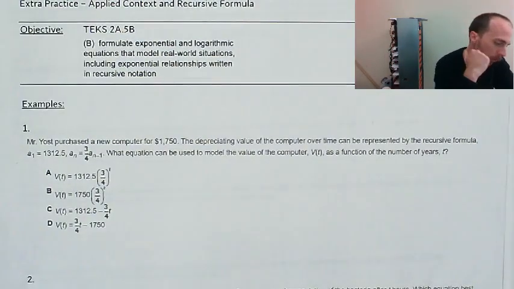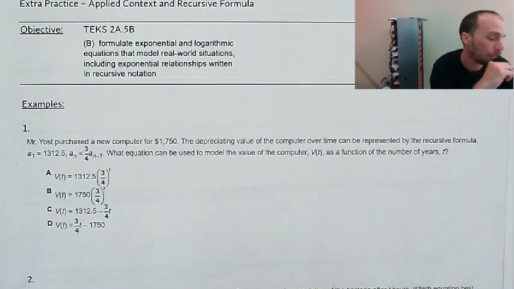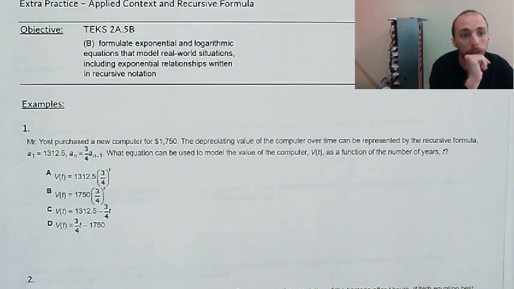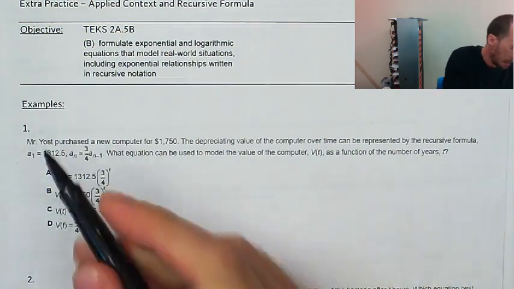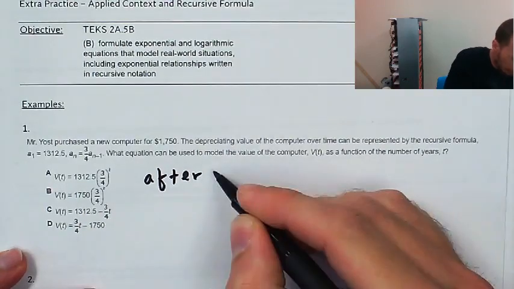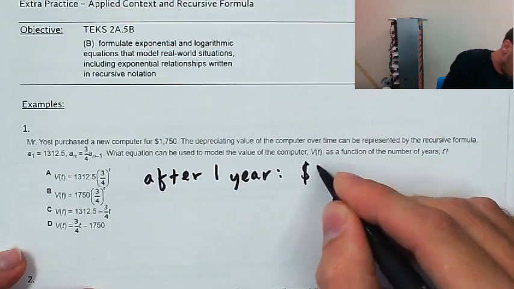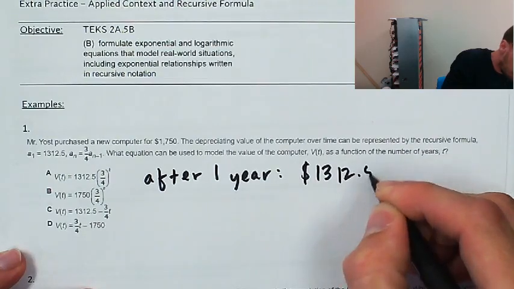Okay, so the first one is Mr. Yost purchasing a new computer for $1,750. The depreciating value of the computer over time can be represented by the recursive formula A1 is 1312.5 and AN is 3/4 of AN minus 1. What that means is that after 1 year, I'm going to actually write this out. After 1 year, value is 1312.50.